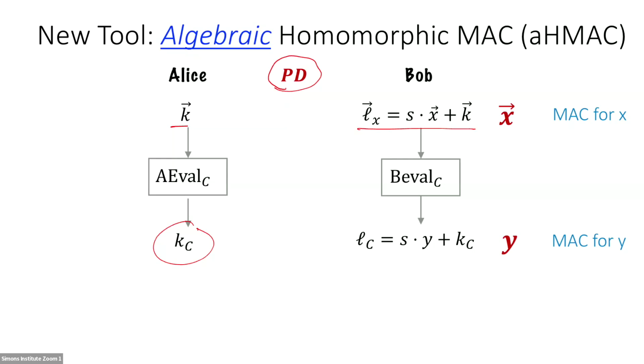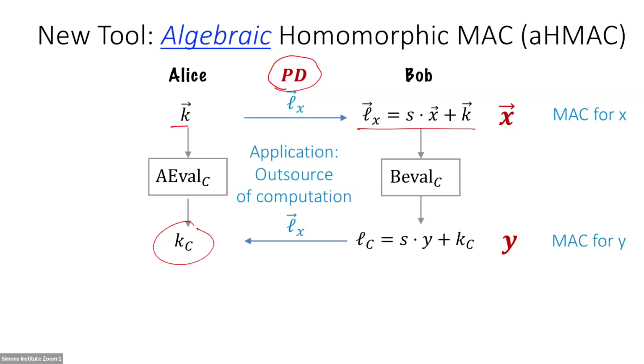Homomorphic MAC is an interesting primitive on its own, and it has an application in outsourced computation: you can simply send this MAC for X to a server, Bob, let it do the computation, and send back the output MAC, and Alice is able to be certain that the computation is done correctly.